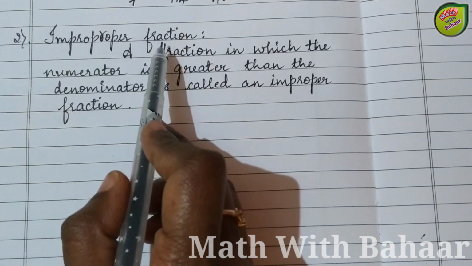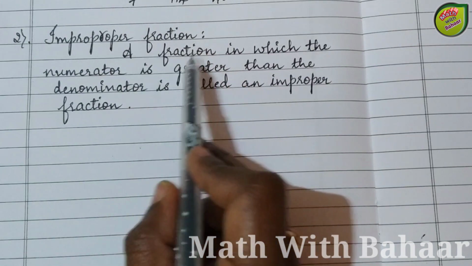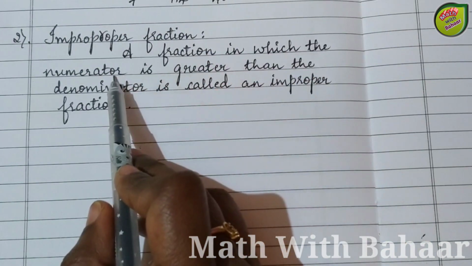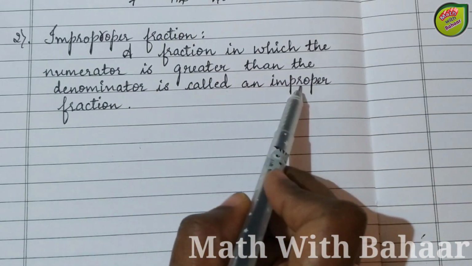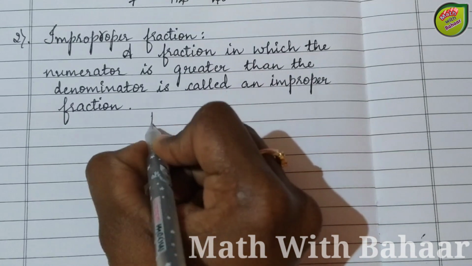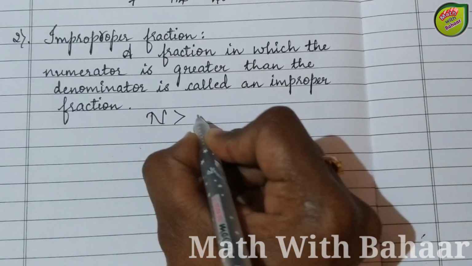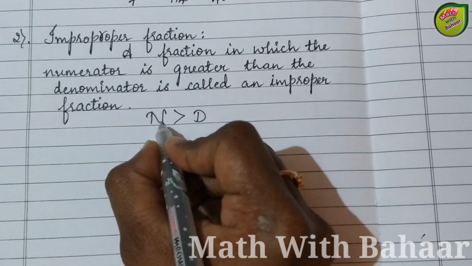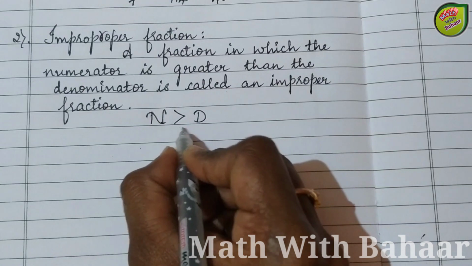Next, we shall learn what is an improper fraction. So, a fraction in which the numerator is greater than the denominator is called an improper fraction. So, here we can say that the numerator n should be greater than or larger than the denominator. So, numerator should be greater than the denominator.